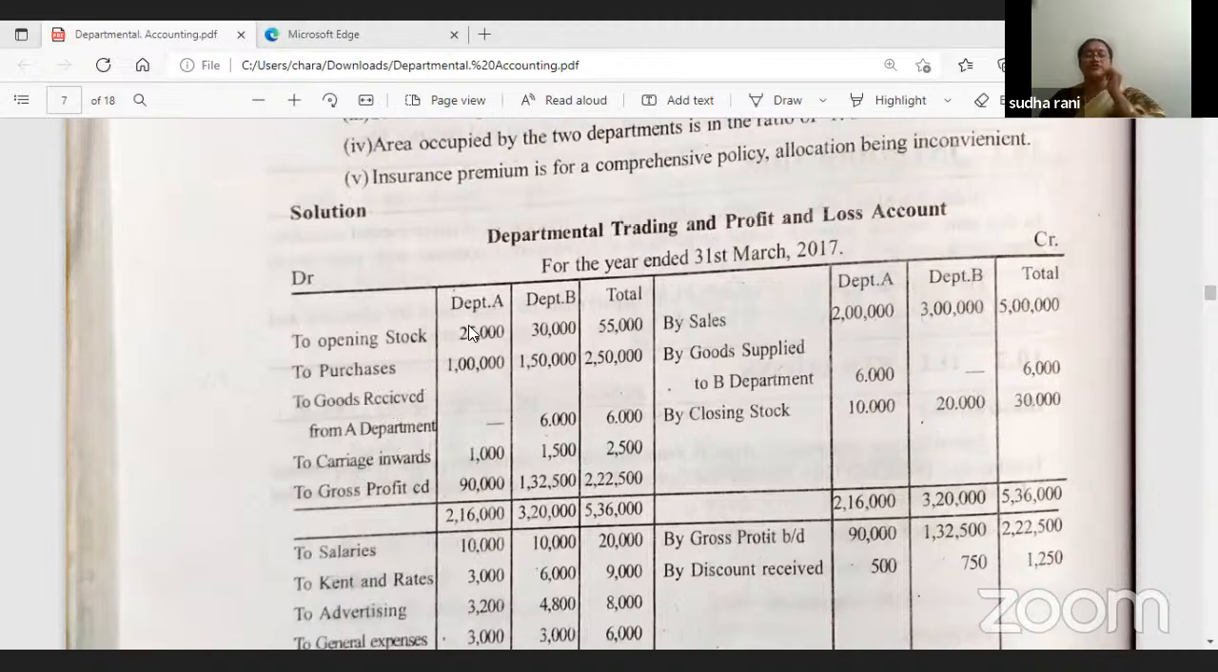So opening stock of department A, B and total, closing stock of department A, B and total, purchases of department A and B and total, sales of department A and B and total.